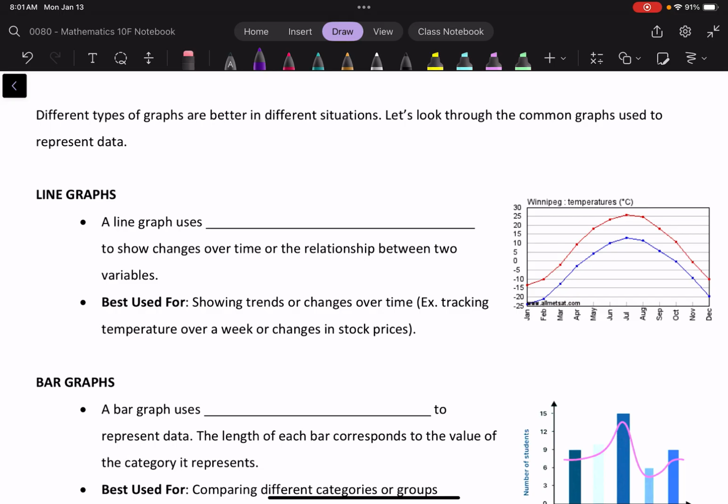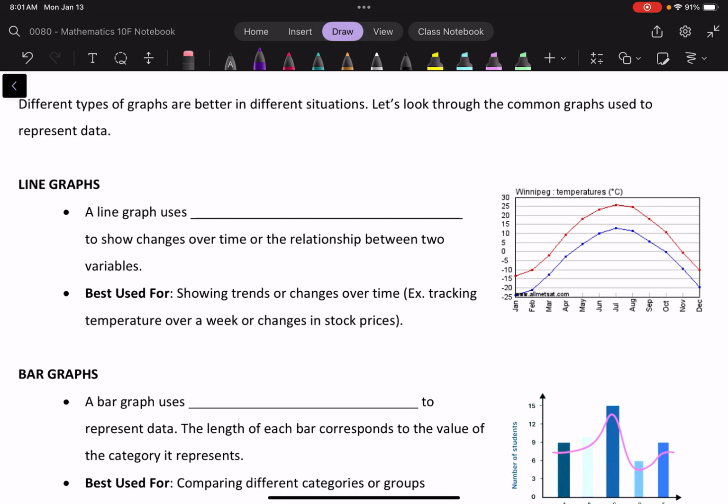So let's talk about a line graph. A line graph uses points that are connected by lines. So as simple as that. So we'll plot points, and then we'll take all those points and connect them with a line. What that does is it shows changes over time, or the relationship between two variables.